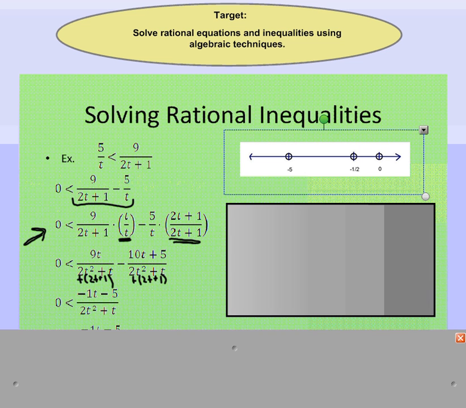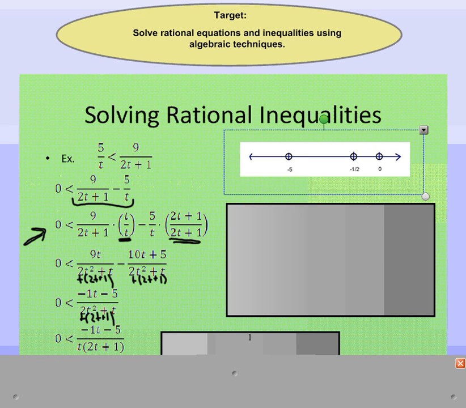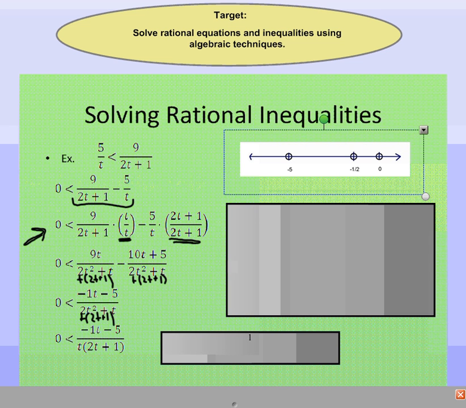Combining the fractions, we get negative t minus 5 over the common denominator of 2t squared plus t, or t times 2t plus 1. Either case is fine. Okay. So now after we have these values, again, what we do after we get one side to 0, doesn't matter what side, and then we get the expressions combined into one fraction like we have here, now we identify what values make the numerator 0 and what values make the denominator 0.